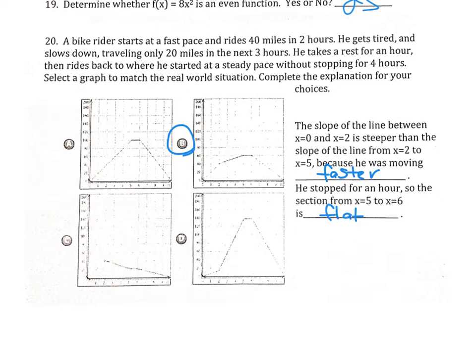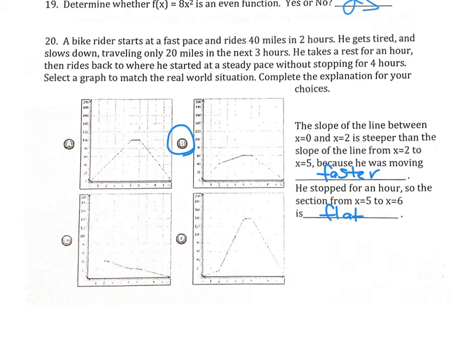Okay, number 20. It says a bike rider starts at a fast pace and rides 40 miles in 2 hours. So he's going the same pace for 2 hours. He gets tired and slows down, going only 20 miles in the next 3 hours. He takes a rest for an hour, then rides back where he started at a steady pace for 4 hours, which means he goes the same rate for 4 hours.